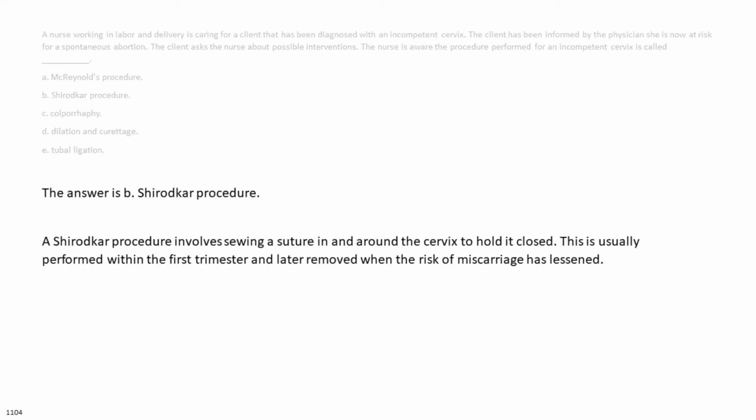The answer is B. Shirodkar procedure. A Shirodkar procedure involves sewing a suture in and around the cervix to hold it closed. This is usually performed within the first trimester and later removed when the risk of miscarriage has lessened.